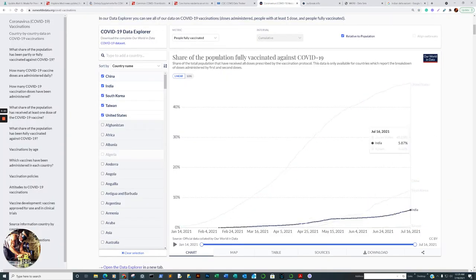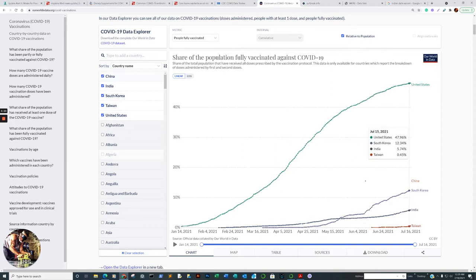Now, this is the amount of individuals that have been fully vaccinated in India. So what are we looking at there? It's actually closer to 6% compared to the United States here. And then you have Taiwan. That's the percentage of individuals who have been fully vaccinated. And we all know the rate of mortality in Taiwan is mysteriously low. India, 6% maybe, fully vaccinated.